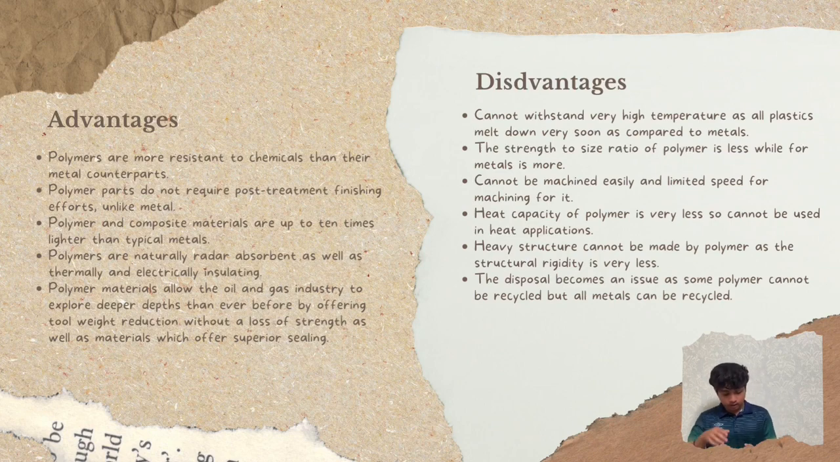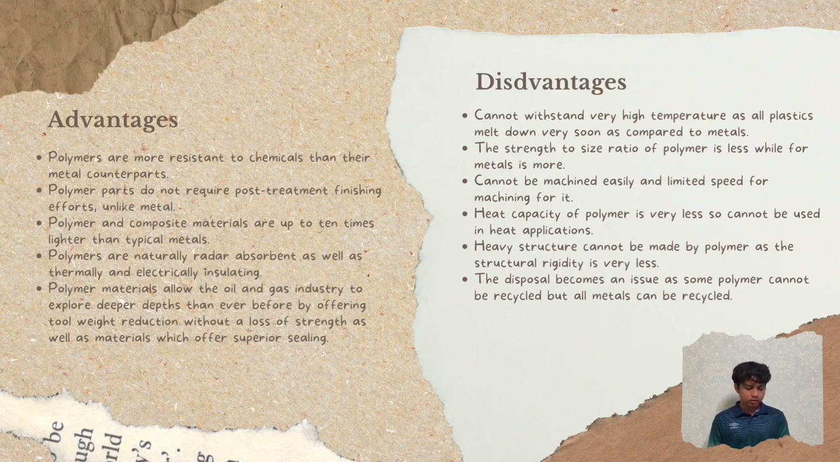And then the disadvantages of polymer. They cannot withstand very high temperature, as all plastics melt down very soon compared to metals. The strength to weight ratio of polymer is less, while for metal it is more. Polymers cannot be machined easily and have limited speed for machining.